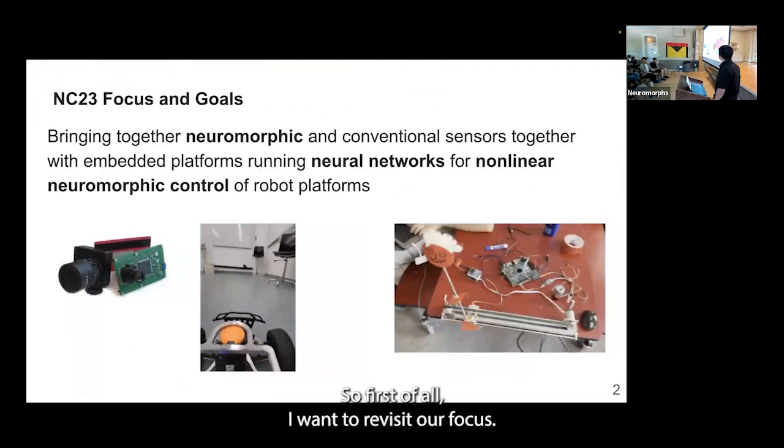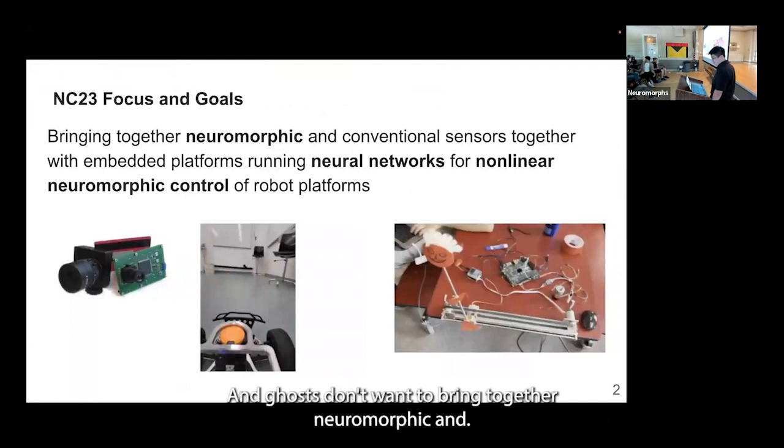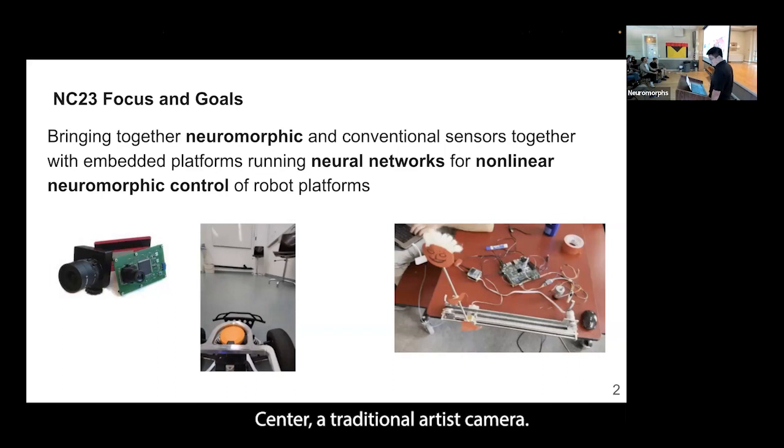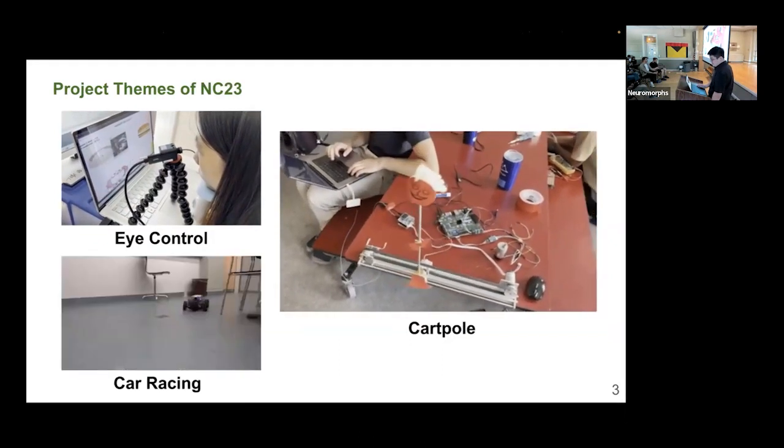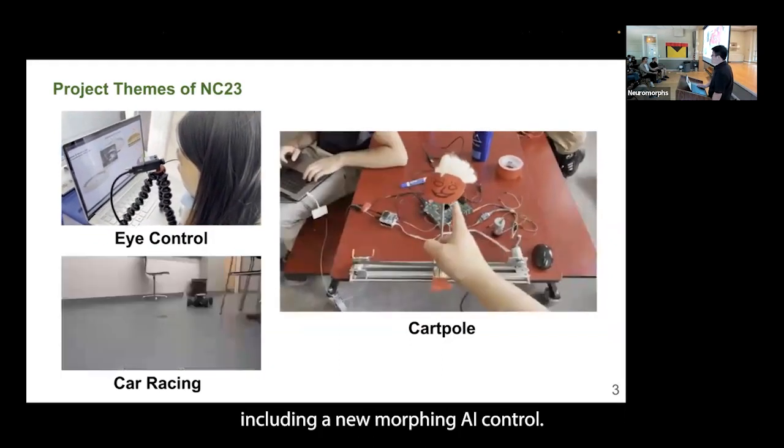Okay, so first of all, I want to revisit our focus and goals. We want to bring together neuromorphic and conventional sensors, including the DVS, dynamic vision sensor, and a traditional RGB camera, together with embedded platforms, including FPGAs and also SpiNNaker 2, to run neural networks for nonlinear neuromorphic control of robotic platforms. And we have 3 main project themes this year, including neuromorphic eye control.